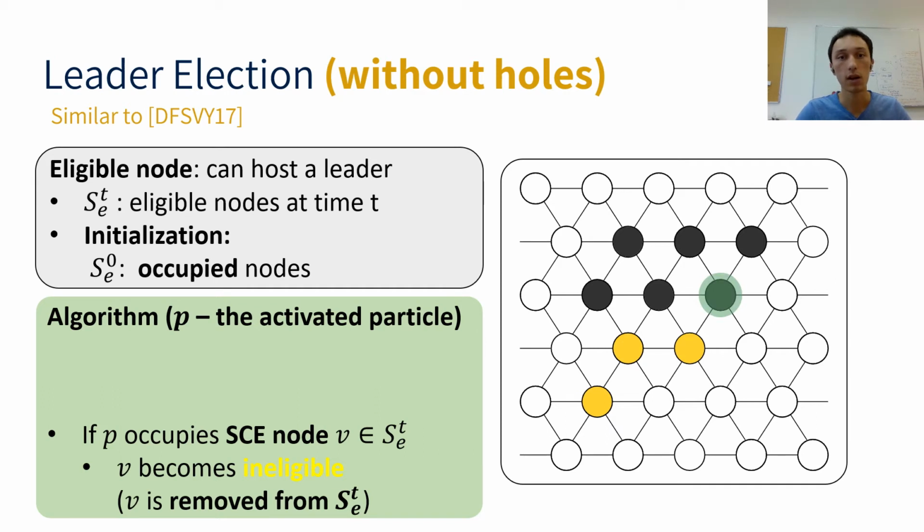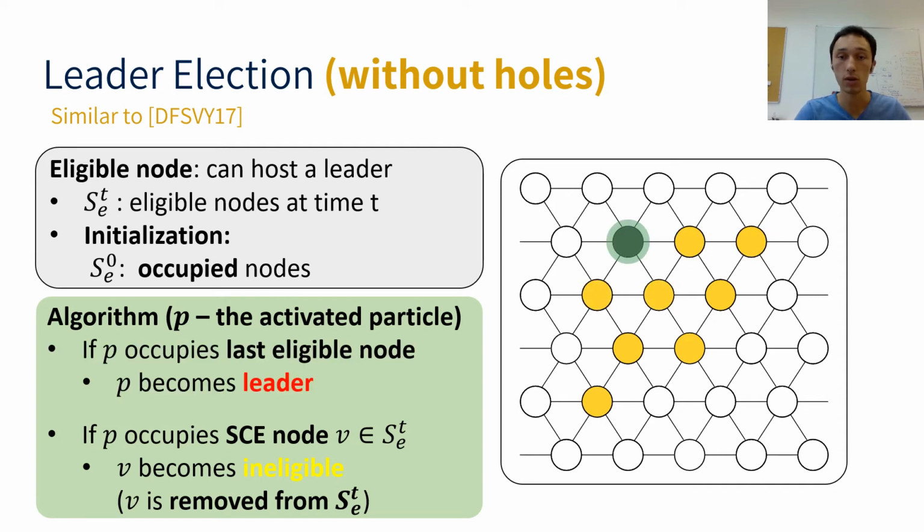The remaining activated particles will actually occupy SCE nodes, make them ineligible, and that keeps going in this execution until the particle which occupies the last eligible node is activated and it becomes the leader.